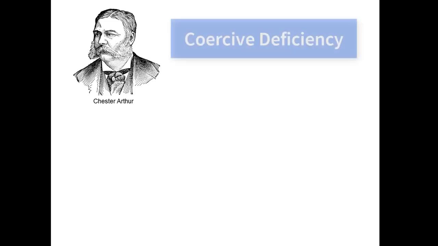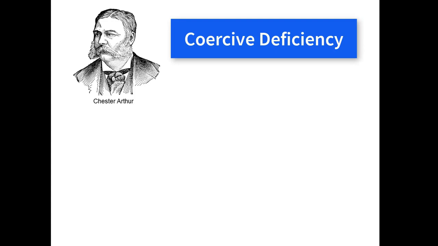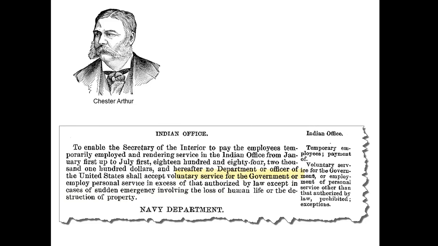In the 1880s, during the term of Chester Arthur, executive agencies developed the bad habit of asking employees to volunteer to work overtime, even though there was insufficient funding to pay them. The idea was to create a deficiency that Congress would feel compelled to fund, yet another coercive deficiency. But, as you might guess, Congress wasn't very happy about this. So in 1884, they prohibited this so-called voluntary service. Hereafter, no department or officer of the United States shall accept voluntary service for the government in excess of that authorized by law, except in cases of sudden emergency involving the loss of human life or the destruction of property. This prohibition on voluntary service is the genesis of the issues that arise when the government shuts down.